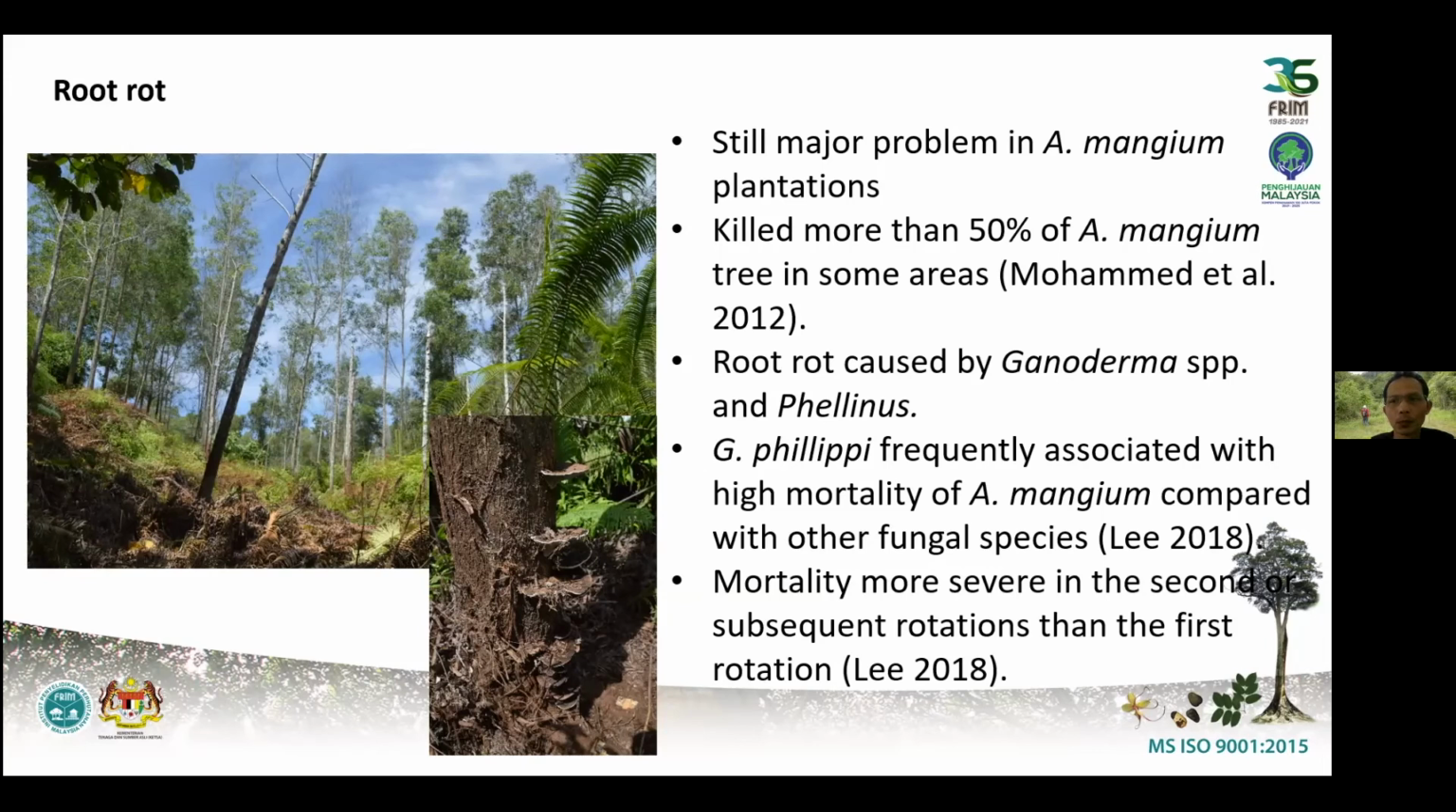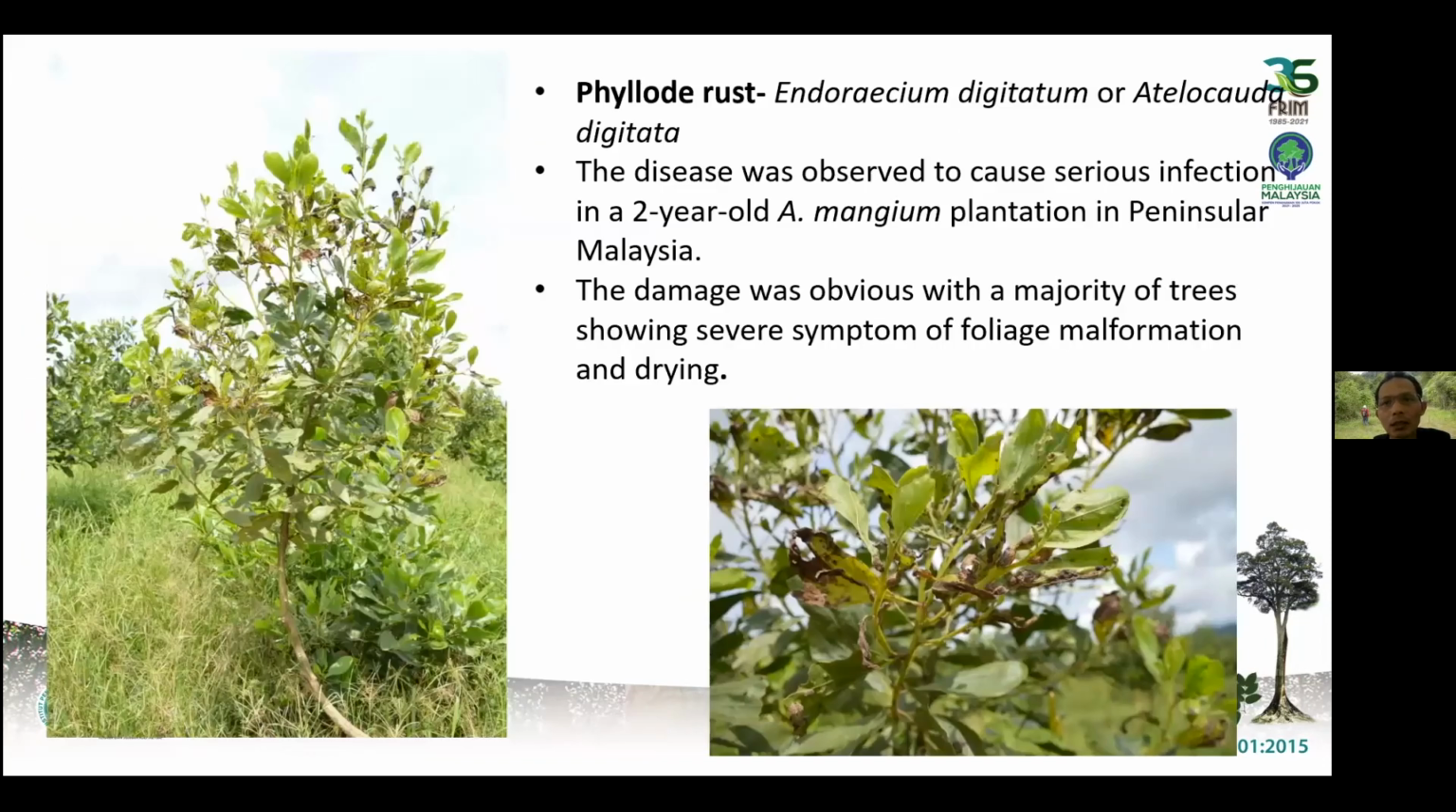Okay. And the third one is Goras, caused by Endorrheium digitatum, or previously known as Ethylocauda digitata. Okay, this disease we found also in two-year-old Acacia mangium. During the survey, we found that this disease is very serious.